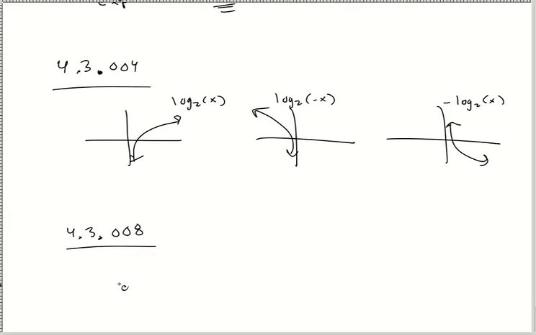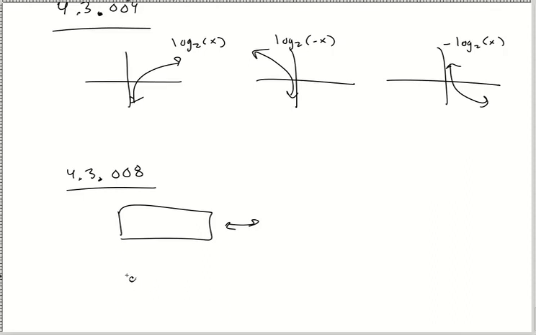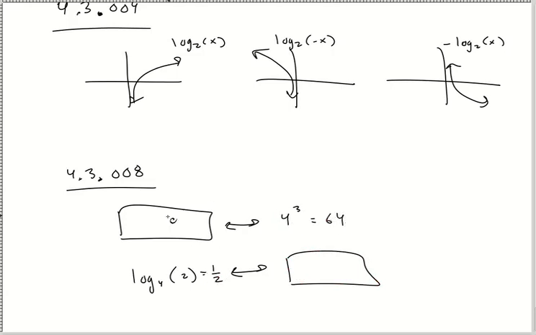We got 43008. Oh, I remember this one. Okay. They got a box here, and they want you to rewrite these expressions in the opposite way. So we got log base 4 of 2 equals a half, and then a box. And then on this side, we got 4 cubed is equal to 64, and then a box over here. This is our logs, and these are going to be our exponentials.